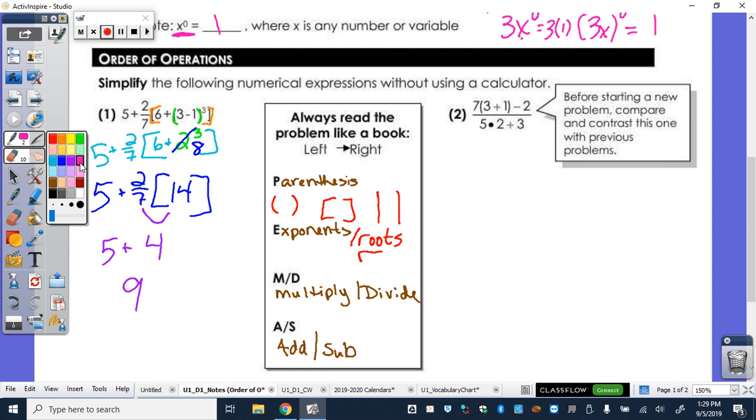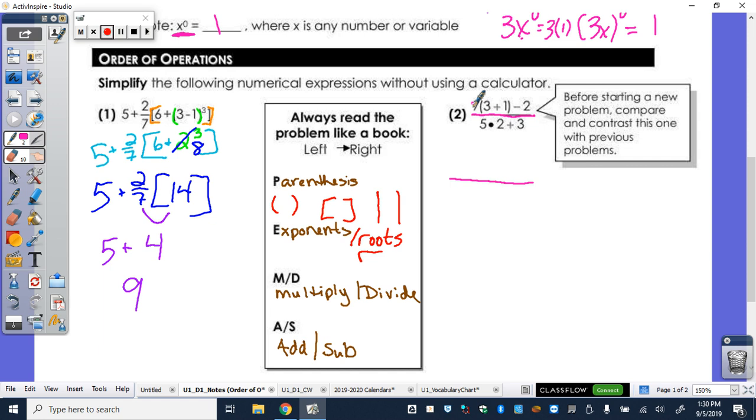So next to number 2, I wrote a little strategy to help you while you're working on your homework. When starting a new problem, especially if it's one you're struggling with, try to compare and contrast it to one that you knew how to do, and that might make things a little bit easier for you. Comparing number 2 to number 1, they don't really have much in common except that they have numbers and some parentheses. But what does this line right here tell us? We're going to divide. When would we actually divide, though? At the very end. Good. So what we want to do is simplify everything in the top using our order of operations, simplify everything in the denominator using our order of operations, and then divide your two answers.